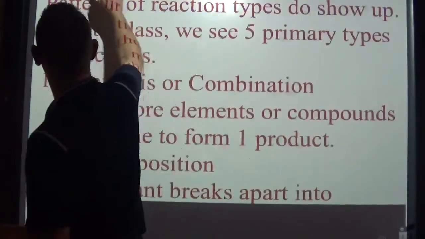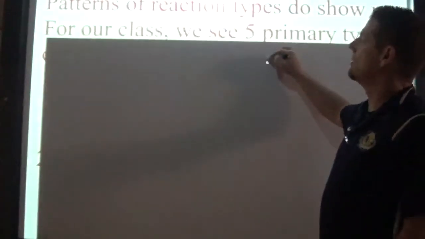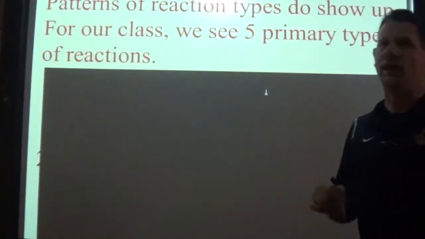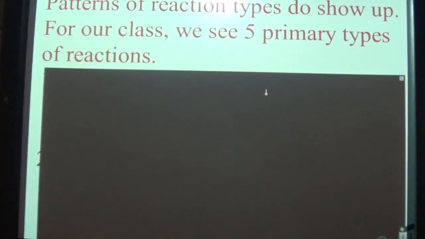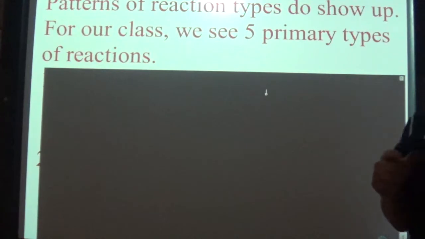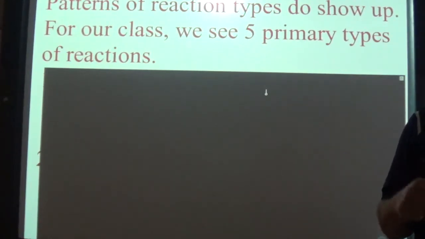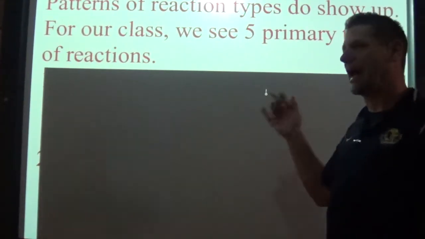So the last thing we need to talk about are these patterns that we were discussing before. There are some patterns that we can start to look at and see what's taking place to prove a chemical reaction and also to be able to predict that reaction. So for our class, there are going to be 5 primary types of reactions. These 5 reaction types are what you need to be aware of. They are kind of related.